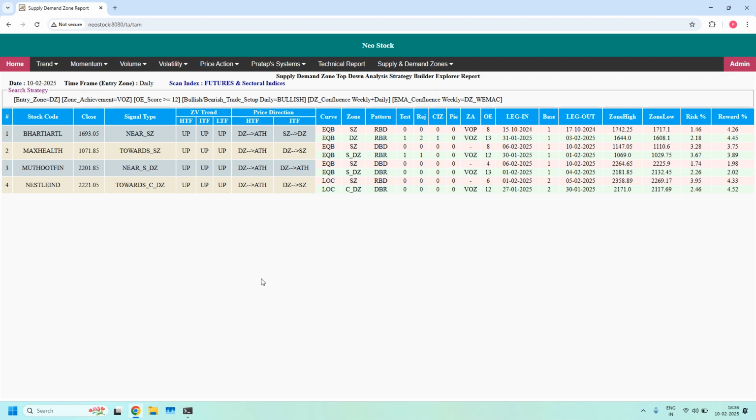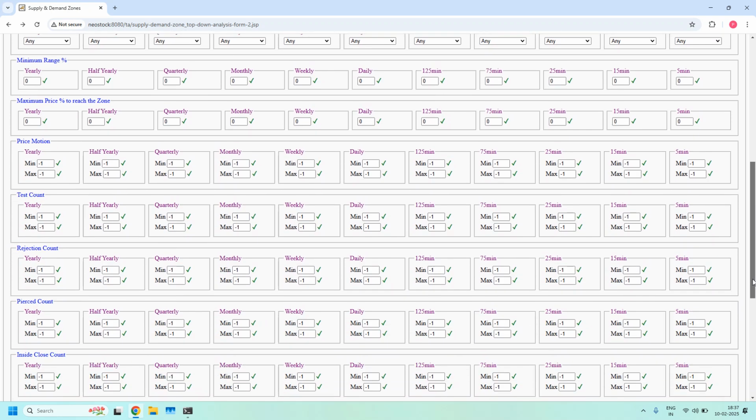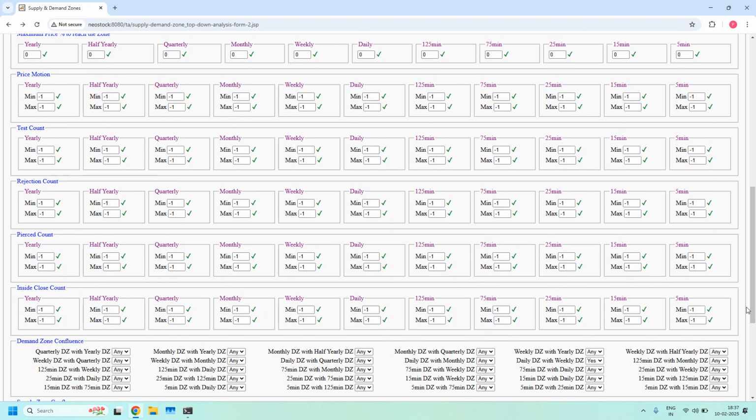This is based on LTF and ITF's demand zone confluence. So the next filter is LTF, ITF and HTF demand zone confluence. All 3 together should overlap with each other. So I am removing this ITF EMA confluence because now we should focus on HTF. So in the demand zone confluence, I am adding 3 filters.